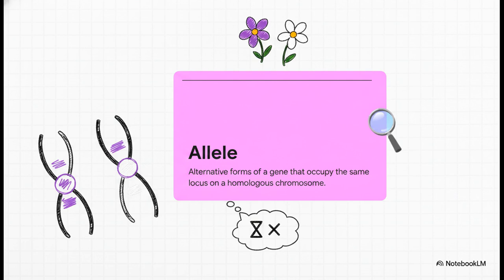Now, before we look at how nature actually breaks these rules, let's just do a super quick refresher on our main player here, the allele. Think of a gene as a broad category, like, say, flower color, and an allele as the specific version of that gene, like purple or white. Crucially, these alleles occupy the exact same location, or locus, on a homologous chromosome pair. Basically, every individual has two alleles for each gene. Keep that in mind, because it's exactly this relationship between those two alleles that is about to get very, very complicated.